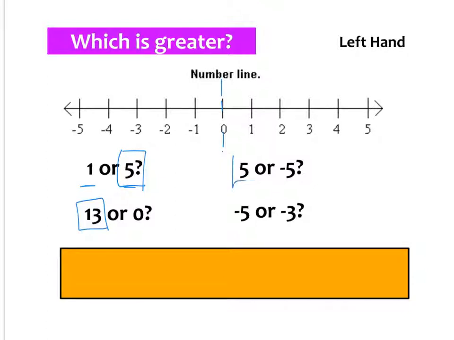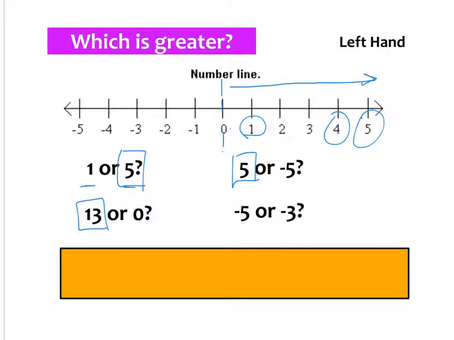I'd rather have money than have to lose it, right? So one thing we can tell is that if you're positive, the farther away from zero you are, the better you get. I'd rather have $5 than to have $1. I'd rather have $4 than to have $1. So we know that 4 is greater than 1.